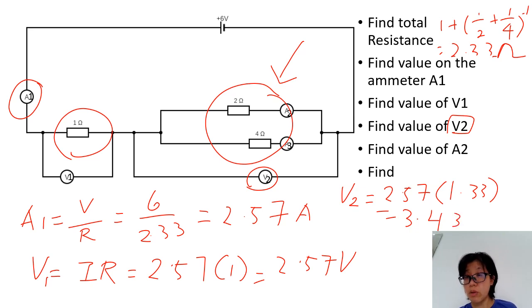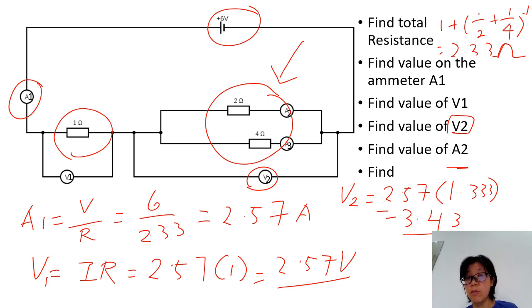If you multiply them together, you would get a value of 3.43. So you realize that when you add them up together, you will get a value of 6 volts when you round it off. Alright, so you see these two will add up to 6. So that's how they are related.